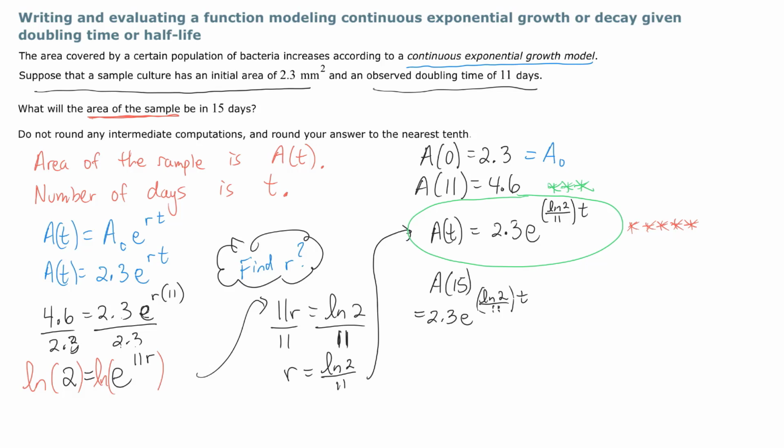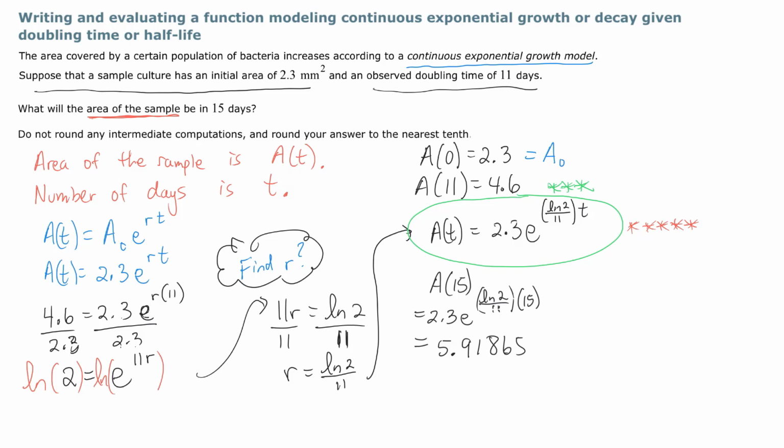Oh, I said A of 15. No wonder I'm staring at that looking funny. There should be a 15 there. I'm evaluating this at 15, so this needs to be 15. All right, we're in good shape. Go ahead and put that into your calculator.